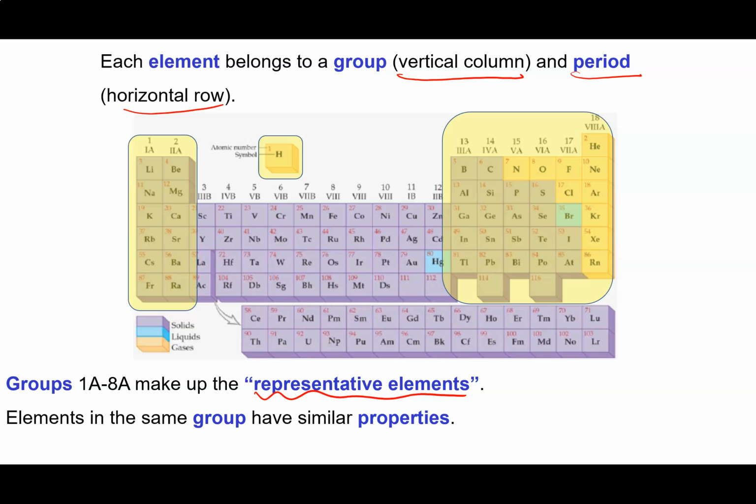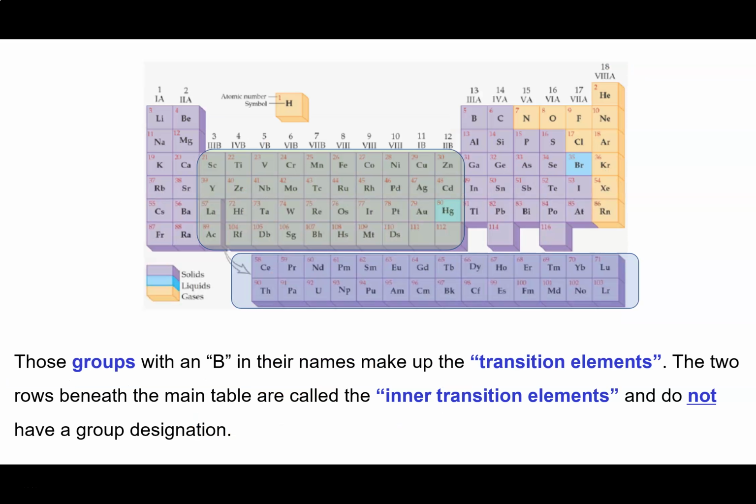The most important thing to remember is that elements in the same group have really similar chemical properties. All of these in group 1A over here have very similar chemical properties. For example, they are all soft metals that react violently with water. That's what they all have in common. If I go over to group 8A, what these all have in common is that they are all highly unreactive gases. So, things in the same group have very similar properties.